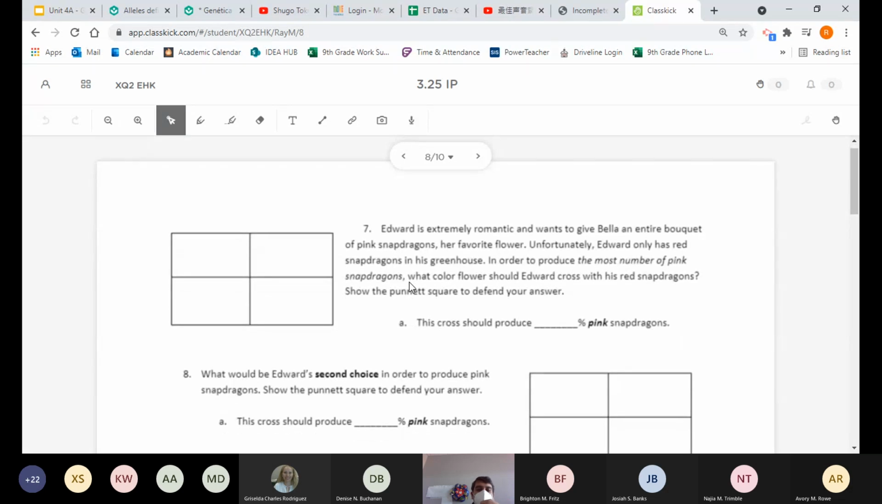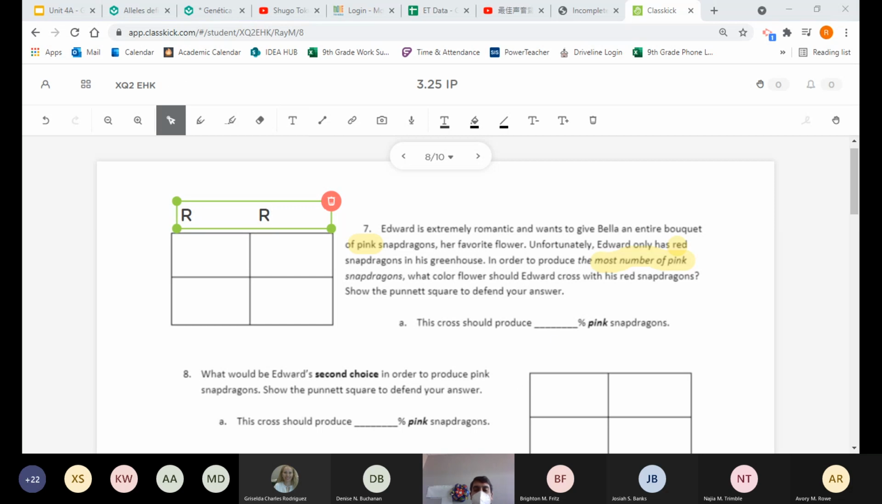Edward is extremely romantic and wants to give Bella an entire bouquet of pink snapdragons, her favorite flower. Unfortunately, Edward only has red snapdragons in his greenhouse. In order to produce the most number of pink snapdragons, what color flower should Edward cross with his red snapdragons? Show the Punnett square to defend your answer. So this guy's got red flowers. We know from the last problem that is going to be homozygous dominant.